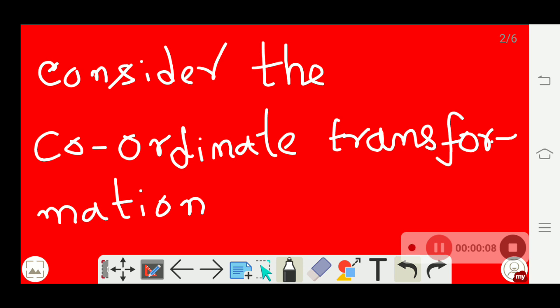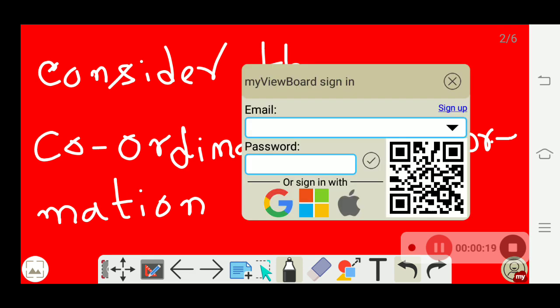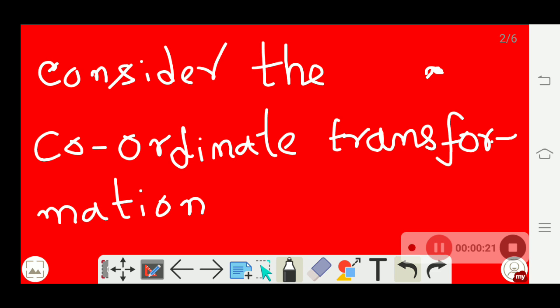Today in this video I'm going to discuss a problem that came in the 2015 IIT JAM paper. It was related to Jacobian. Okay, so the problem is, consider the coordinate transformation. A certain type of coordinate transformation is given.